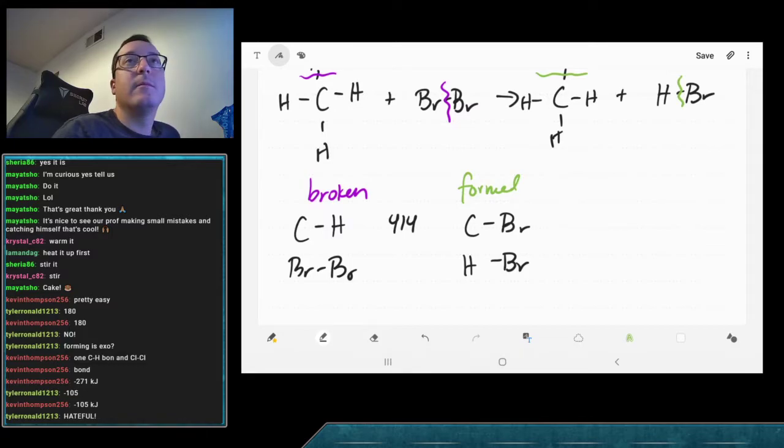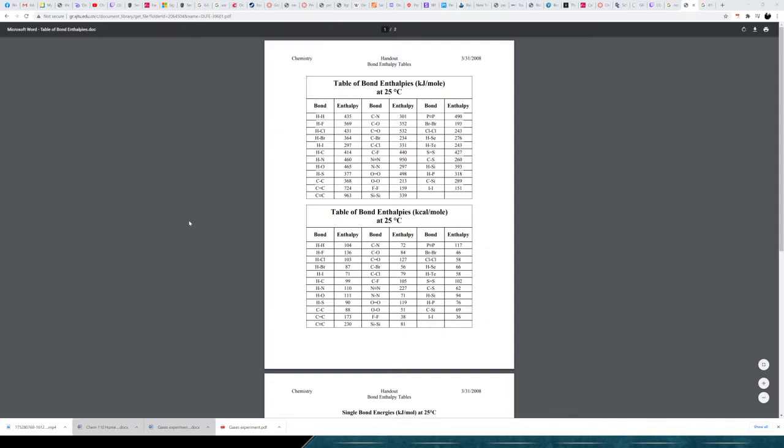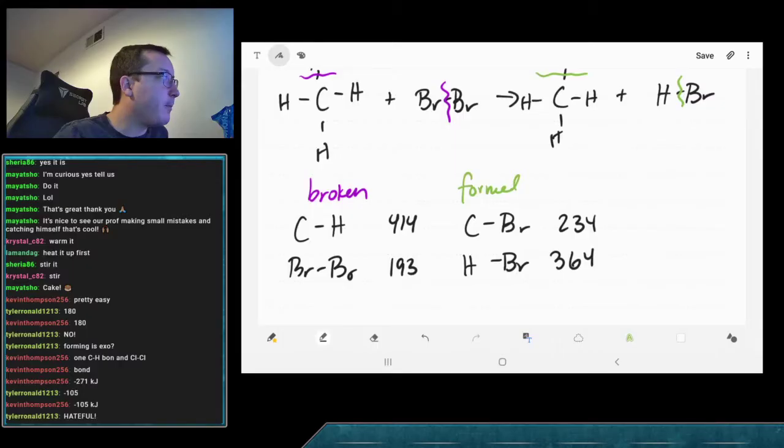Okay. So let's go ahead and look at that table. So Br-Br bond, let's see if that's on here somewhere. There it is, 193. C-Br bond is here at 234. And H-Br is over here at 364. Okay, so here are the numbers we've gotten.